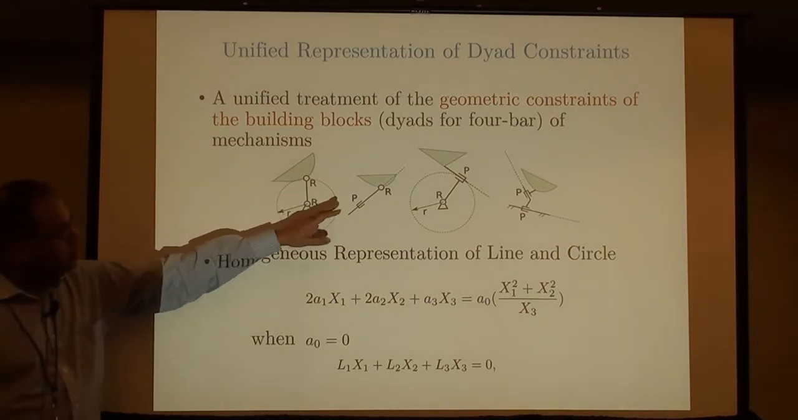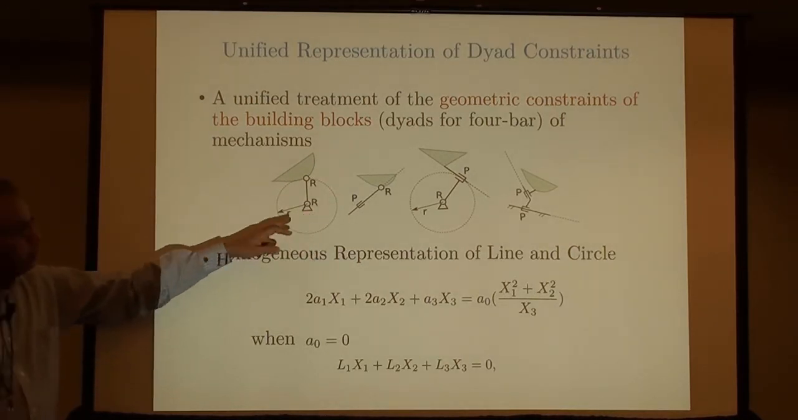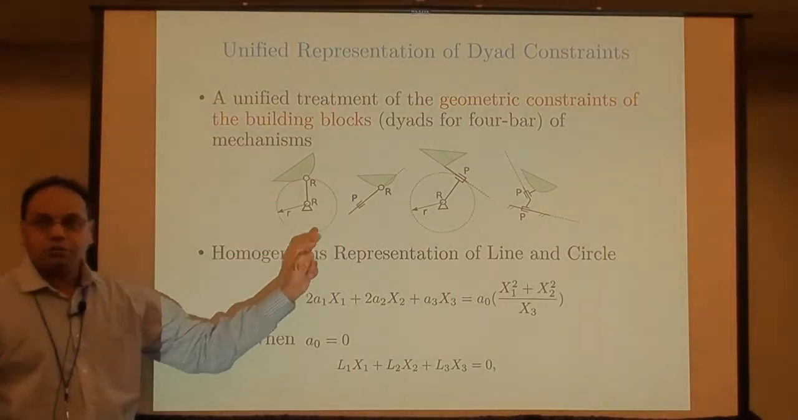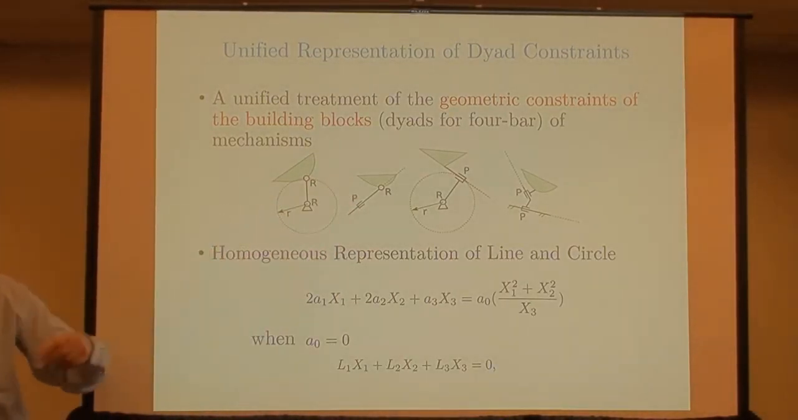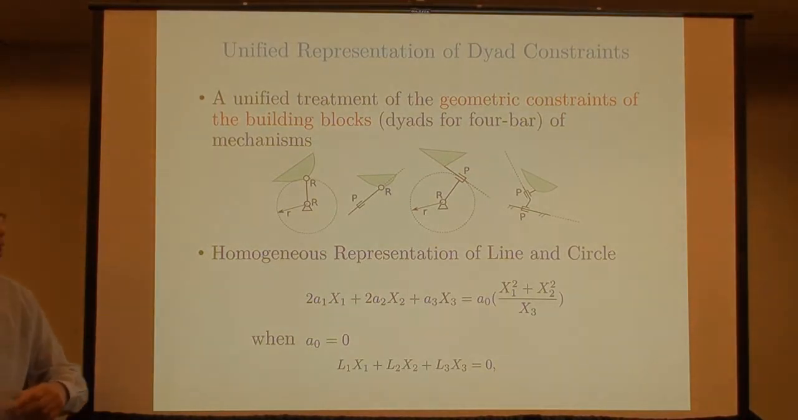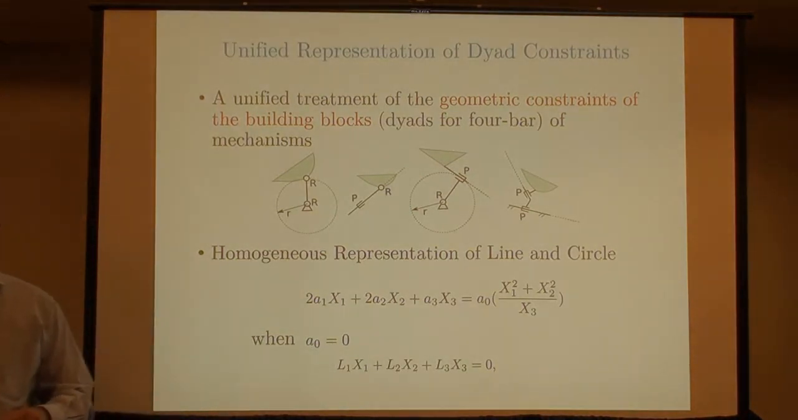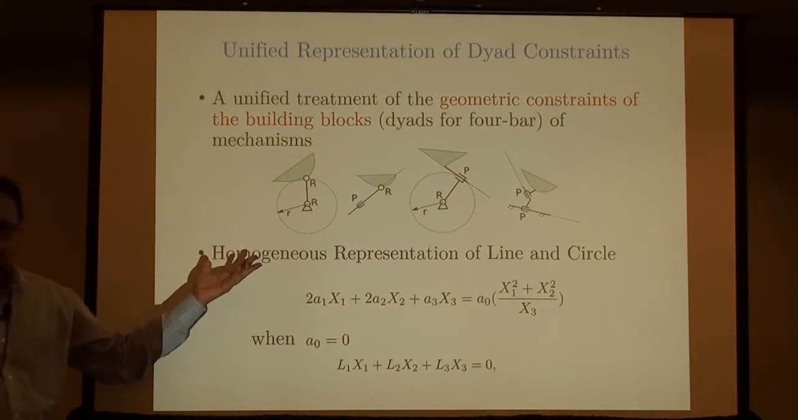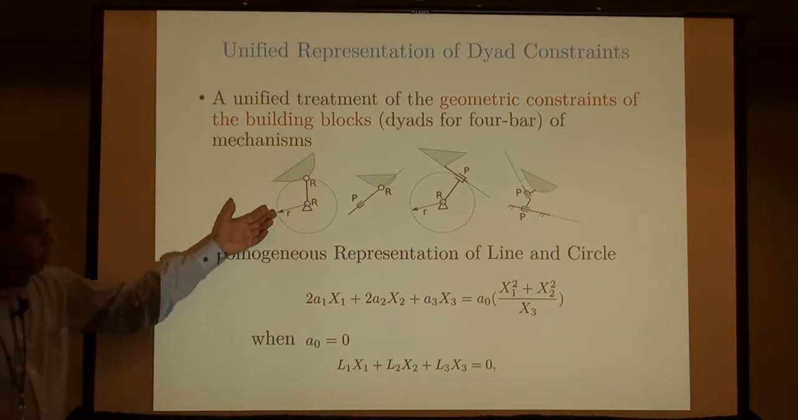So each of these dyads actually poses a geometry constraint, right? For an RR, you have a point that lies on a circle. For a PR, there's a point that remains on a fixed line. For an RP dyad, there's a line that's tangent to a circle. And for a PP, there's a line that maintains its orientation. Each of these geometry constraints can be written very easily.